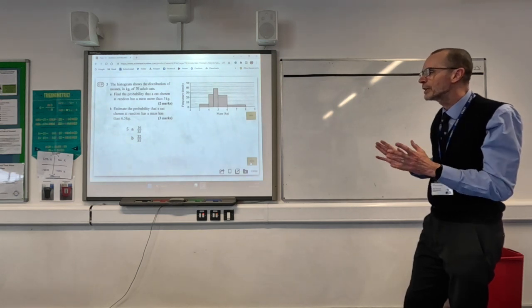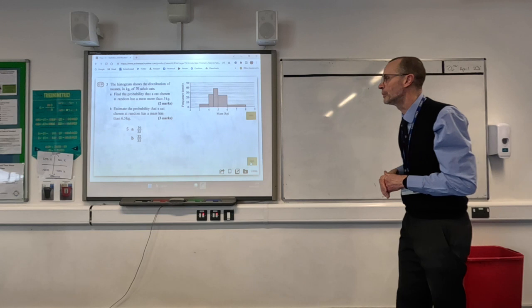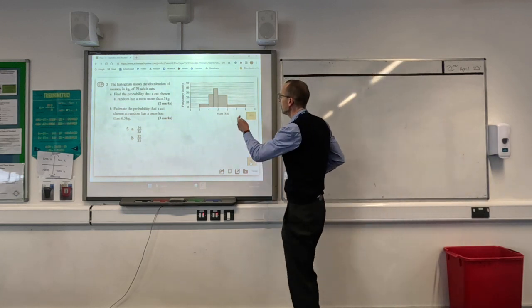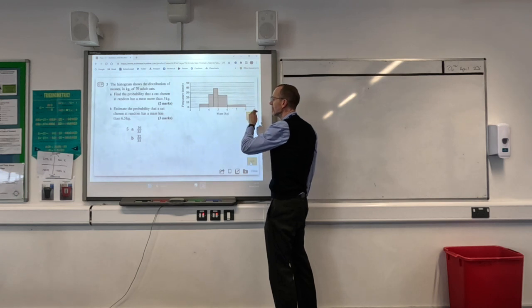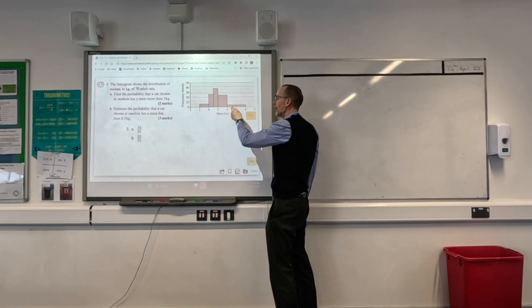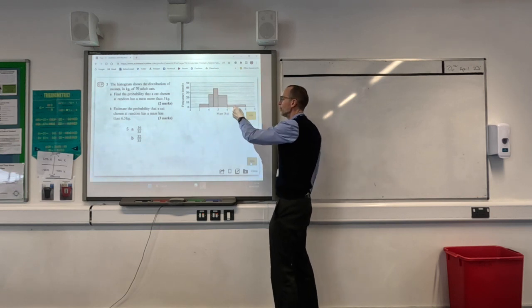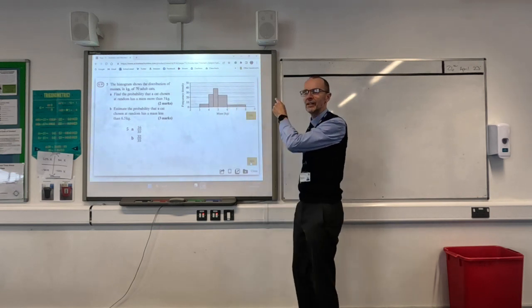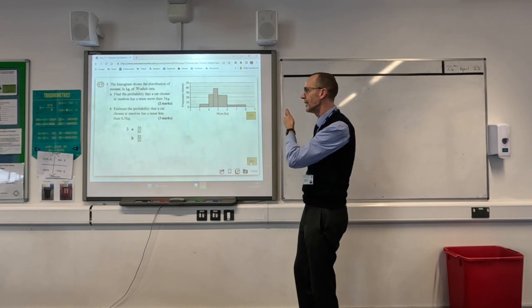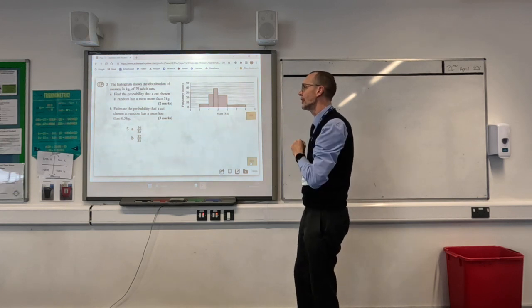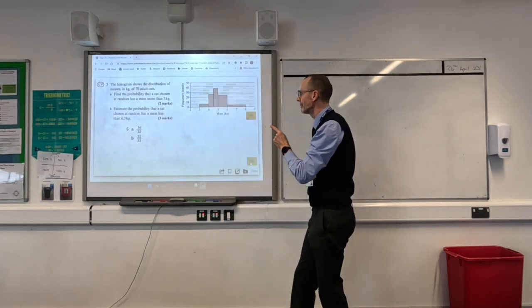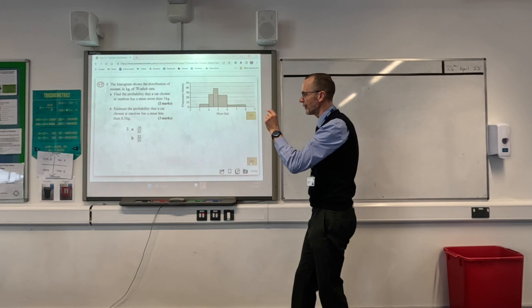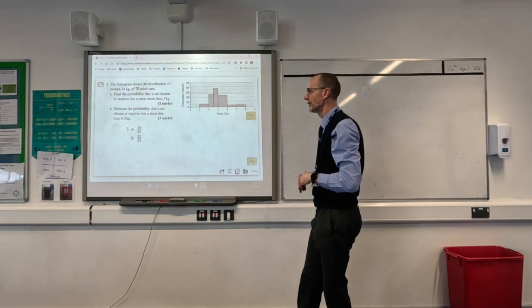And then estimate the probability that the cat chosen has a mass of less than 6.5. So you basically had to say, well, we've got here 8. So I'm basically going to lop off a quarter, which would leave me with 6 cats here. Now it doesn't say more than, it says less than. So we're dealing with 64 cats that are less than, 64 out of 70, 32 out of 35.